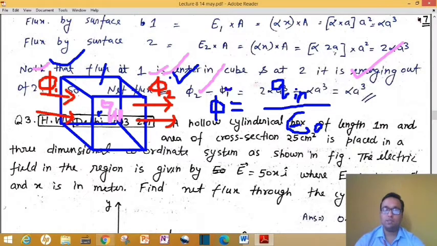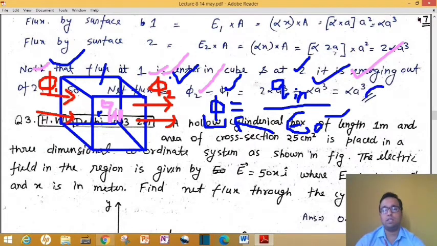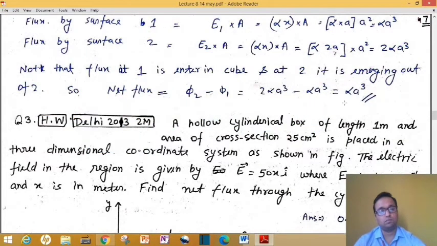So we will write this phi equal to Q in upon epsilon naught from Gauss second law, and phi we have calculated alpha A cube. We will multiply this phi by epsilon naught value, that is 8.85 10 to the power minus 12, and finally we will get Q inside. So I think this answer multiplied by epsilon naught should be your answer for Q inside. Okay, so now we will solve the second problem.